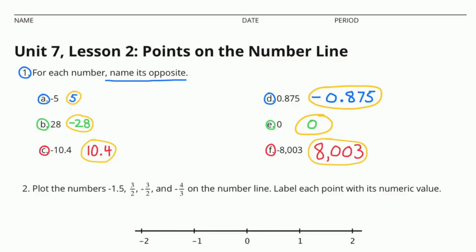D. 875 thousandths. The opposite of 875 thousandths is -875 thousandths. E. 0. 0 is its own opposite. F. -8003. The opposite of -8003 is +8003 or 8003.